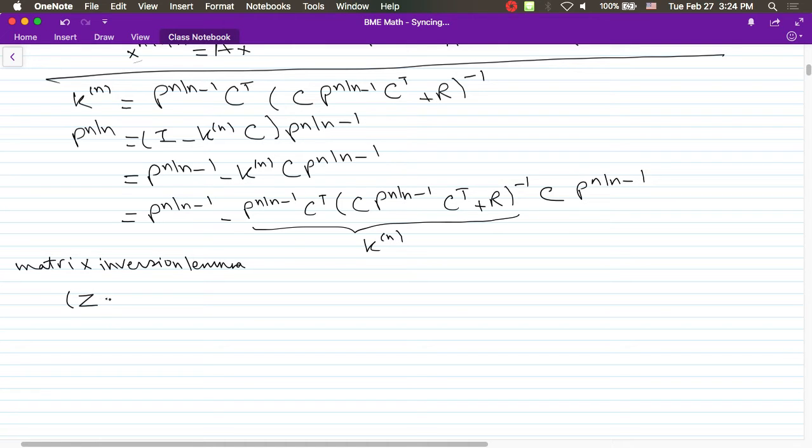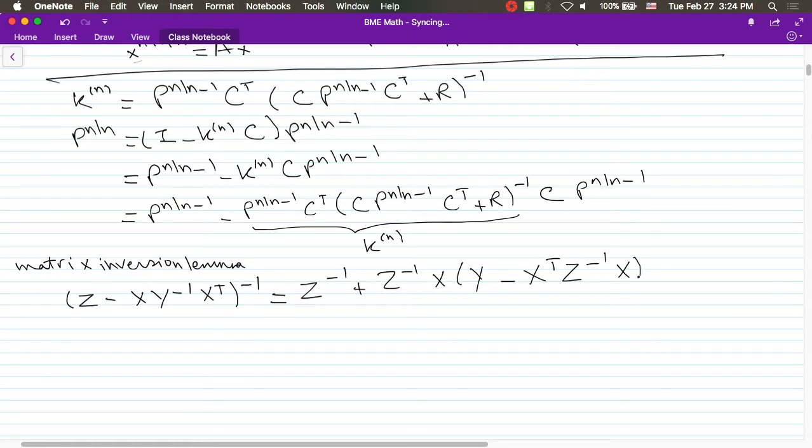If you have some matrix Z minus matrix X times inverse Y times X transpose, that inverse is equal to Z inverse plus Z inverse X (Y minus X transpose Z inverse X) inverse X transpose Z inverse. It's a pretty obscure little lemma, but this is indeed true. What I want to show you is how we can use this lemma to do something interesting with our equation here.